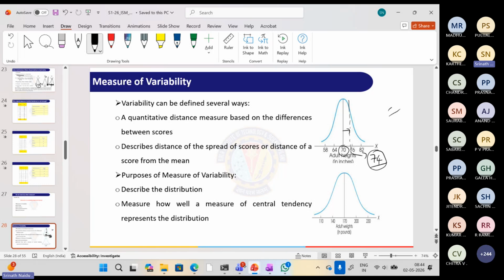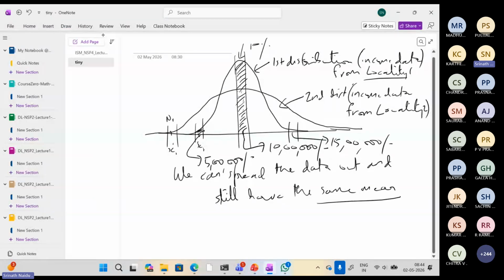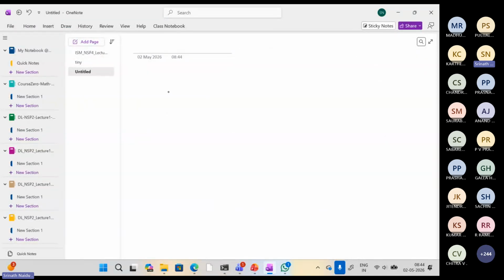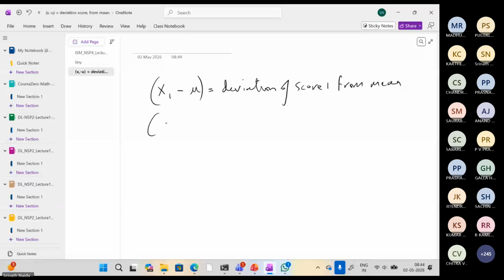So let's do that calculation. Let me go to the next page. Say x1 is your first score, and let mu be your mean. So x1 minus mu is the deviation of score 1 from the mean. What about x2? x2 minus mu is the deviation of score 2 from the mean, right?